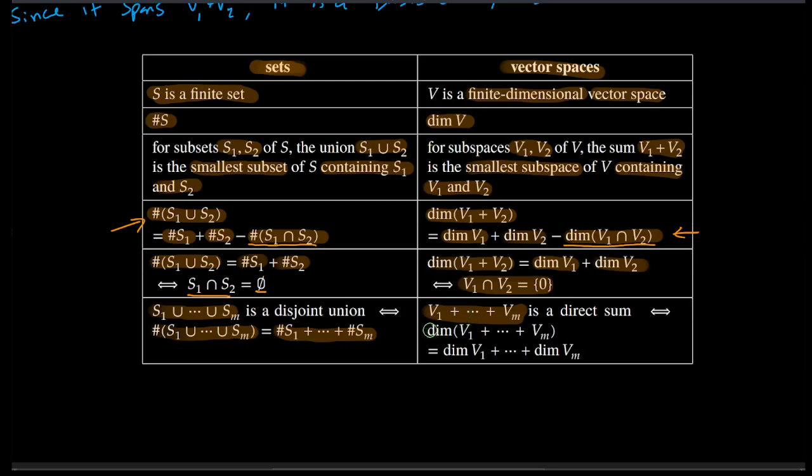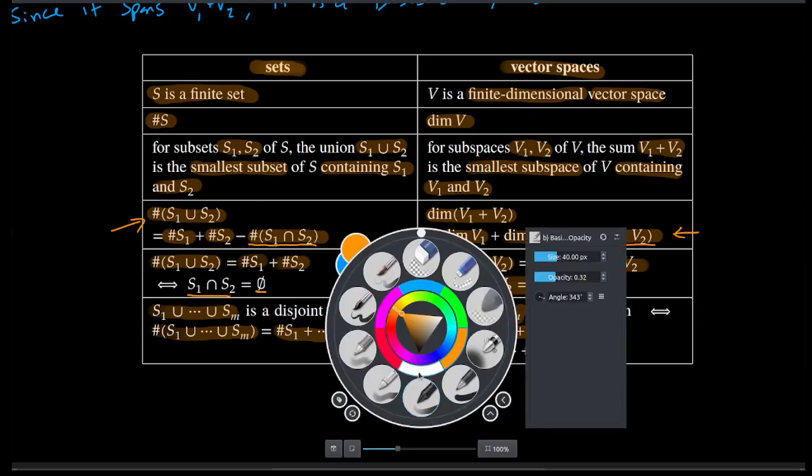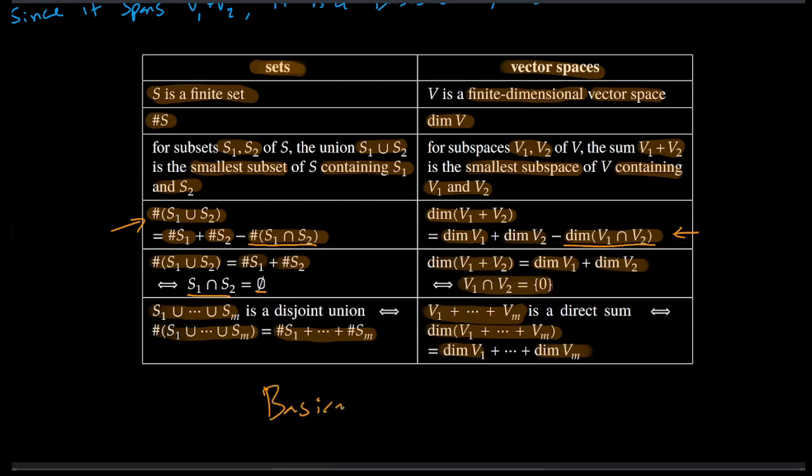Okay, this says that the dimension of v1 plus all the way down to vm, the dimension of the sum of these subspaces, is equal to the sum of the dimensions. Cool. So the number of elements in a set distributes over disjoint unions, and the dimension of subspaces or vector spaces distributes over direct sums. Pretty cool. Basically the same thing. This is the power of dimension.